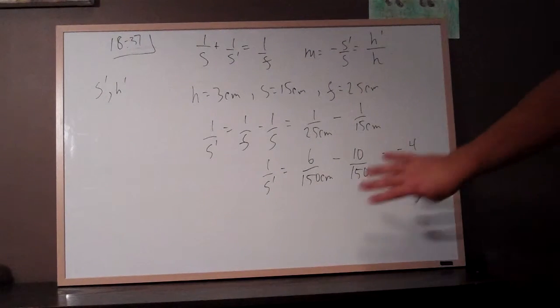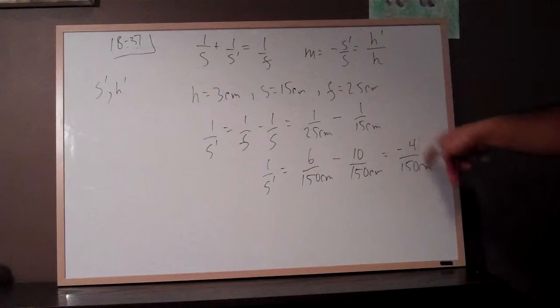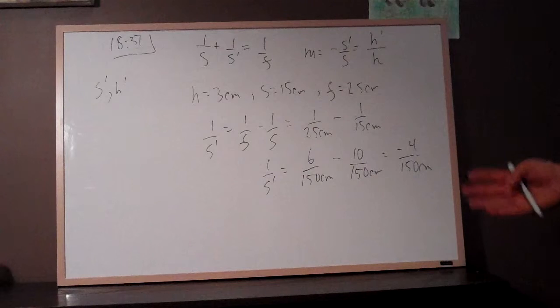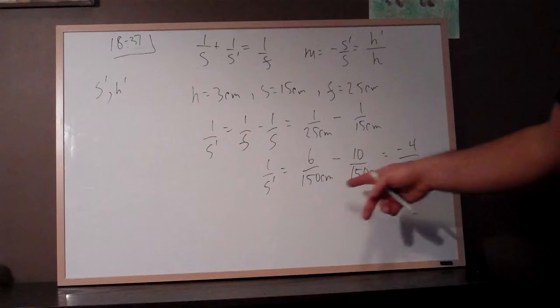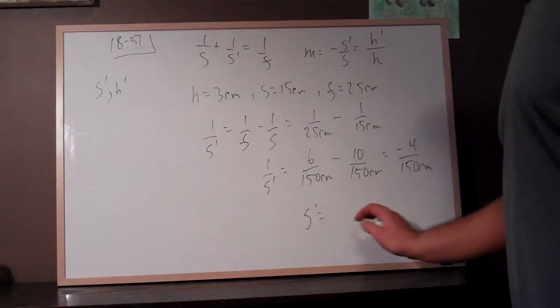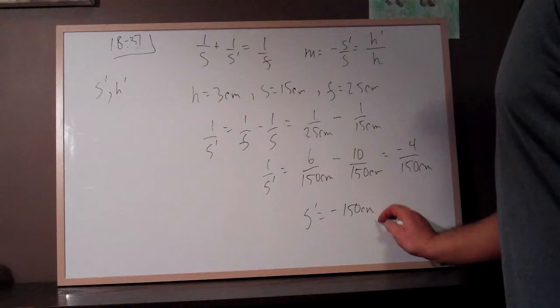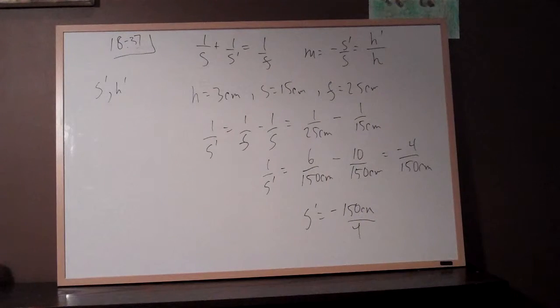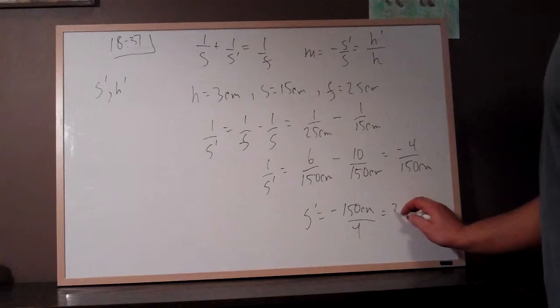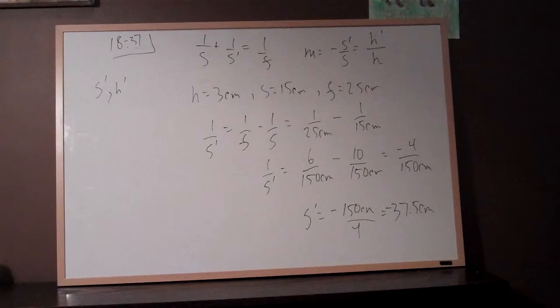So to find S prime, you have to take this equation and invert it. So 1 over S prime is minus 4 over 150. You'd have to invert it to figure out what S prime is. So S prime is minus 150 centimeters divided by 4. I think that's 37.5 centimeters, and don't forget the minus sign.